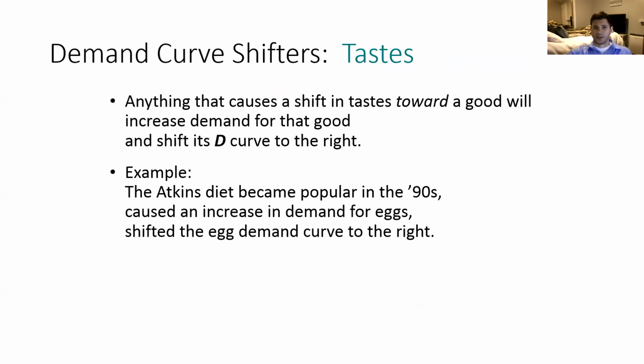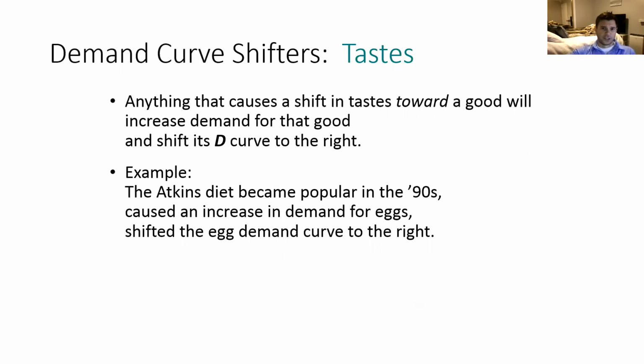Okay. Another example, information comes out. Surgeon General's warning tells us that smoking cigarettes is bad for our health. Once that information came out, it changed a lot of people's preferences away from cigarettes, and we would model that as a leftward shift in the demand curve for cigarettes.